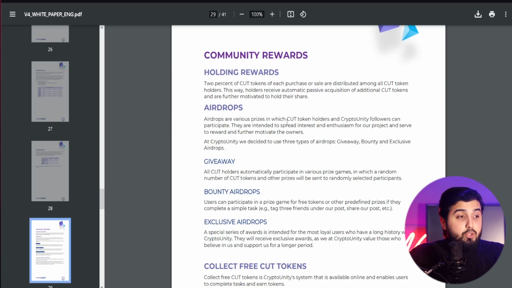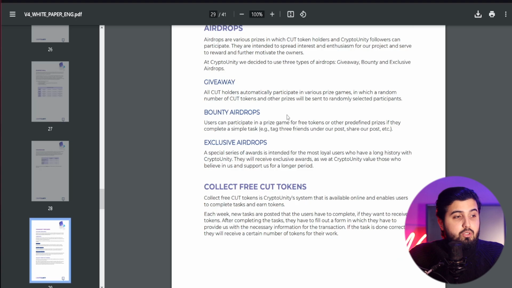Now these are the community rewards that we have. So we have the holding rewards, kind of like a reflection mechanism. So if you hold on to the tokens, you get more tokens. Then there's airdrops and giveaways, bounty airdrops, exclusive airdrops.